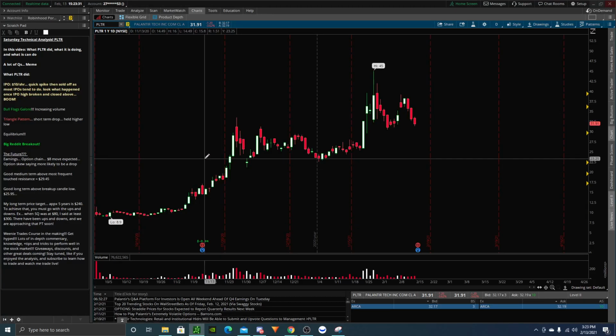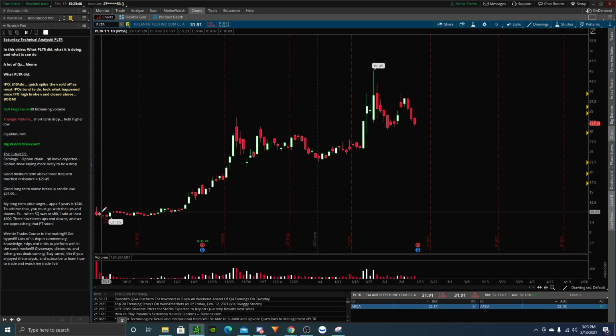But PLTR, I've been getting a lot of questions about it, so let's get into it. So what PLTR did: PLTR IPO'd, initial public offering, started off at about $10 a share, and as most IPOs do, they tend to drop. So PLTR just dropped about 10% down to $8.90.